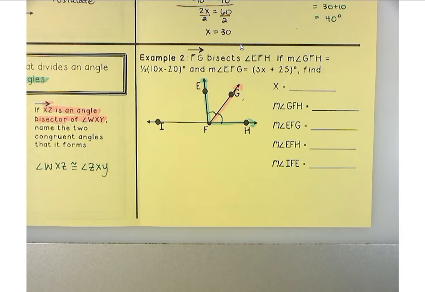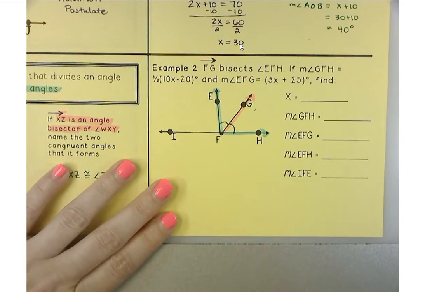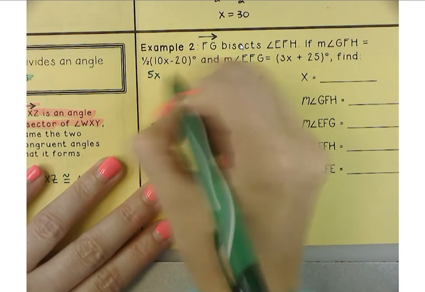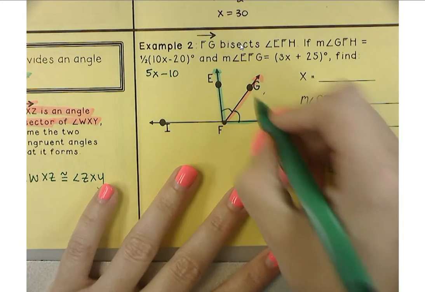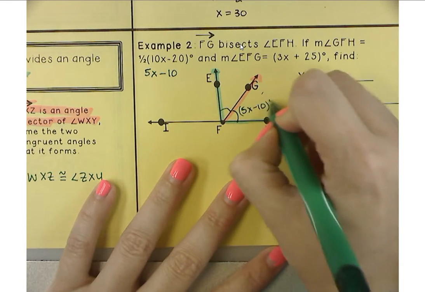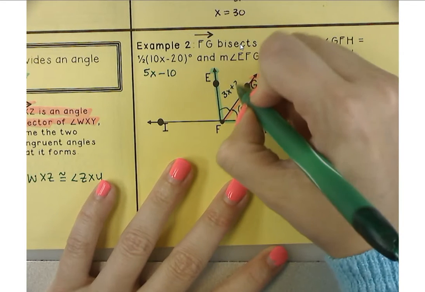Okay, so when you simplified, Kaden, what did you get? 5x minus 10. Good, okay, so we distribute the 1/2, so we get 5x minus 10. Okay, and then that's GFH, so GFH is going to be 5x minus 10 degrees. And then here we have 3x plus 25 degrees.